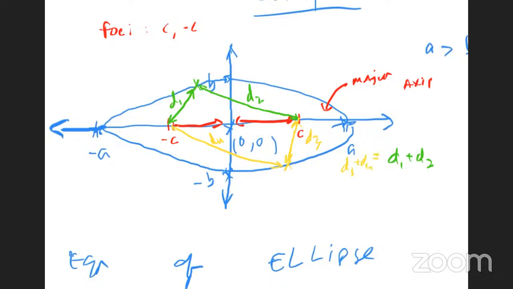That's one of the special properties of the ellipse. The sum of the distances from the foci is always constant. So those two lines in green plus the two lines in yellow will always be constant. That's one of the special properties of the ellipse.